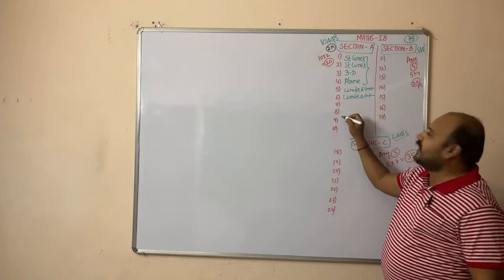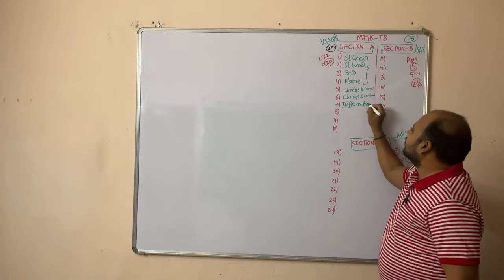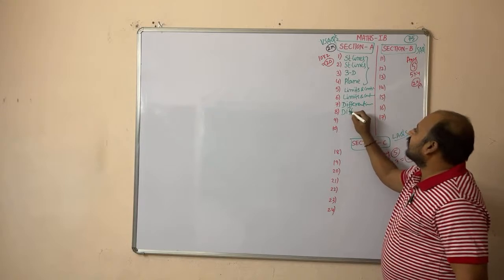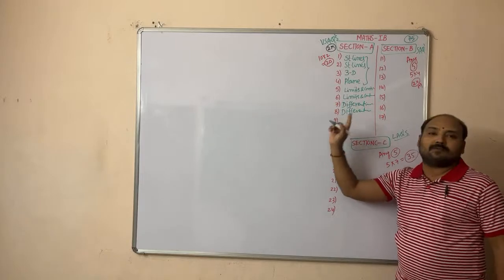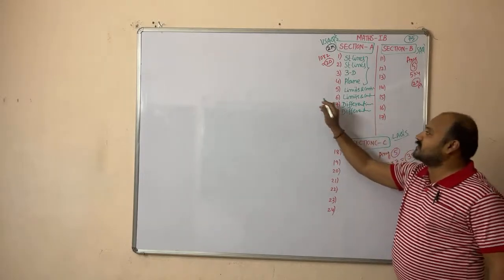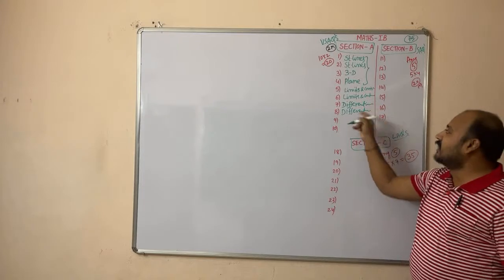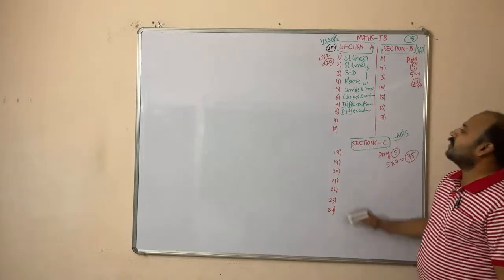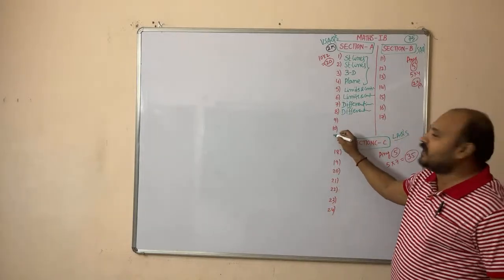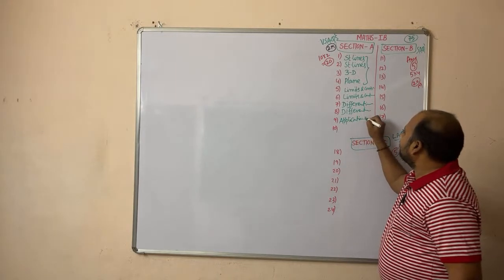Question number 7 and 8 are from differentiation, chapter number 9. Differentiation questions will come here. What type of questions, we will discuss. Question number 9 and question number 10 are from application of derivatives.